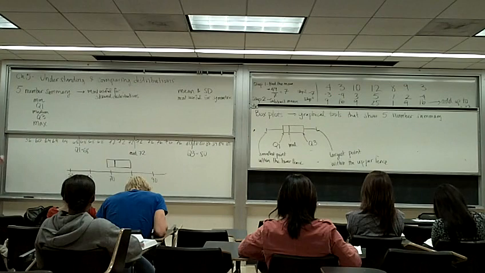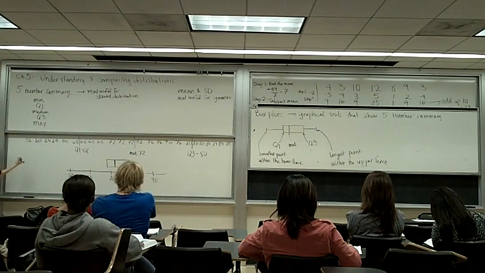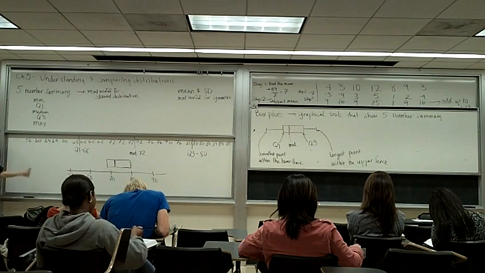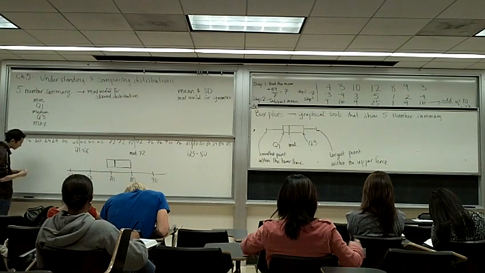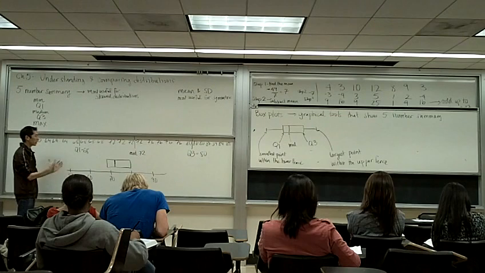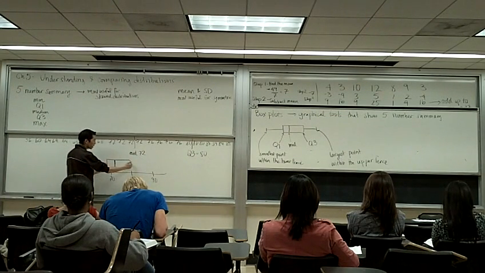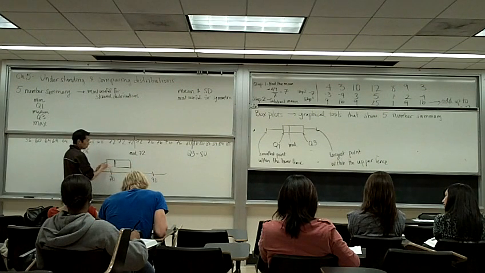And so now let me talk about what the fences are. The idea behind the fence is that this is the boundary before we start getting into outliers. And what we do is we take the IQR. IQR is Q3 minus Q1.